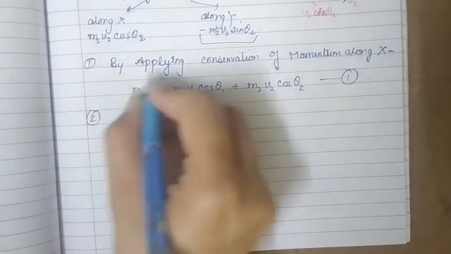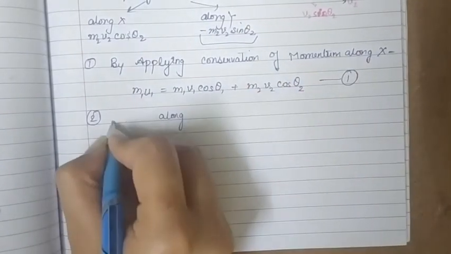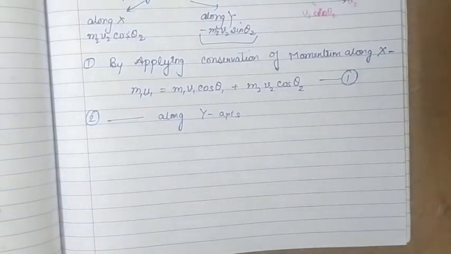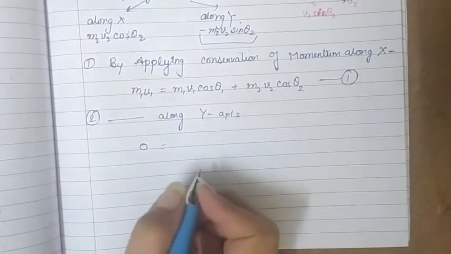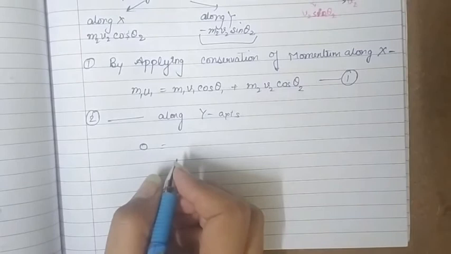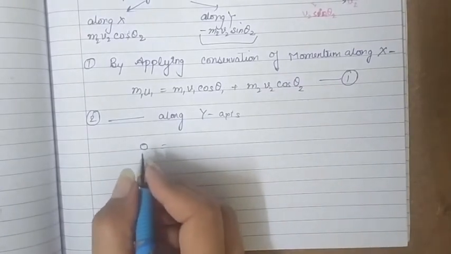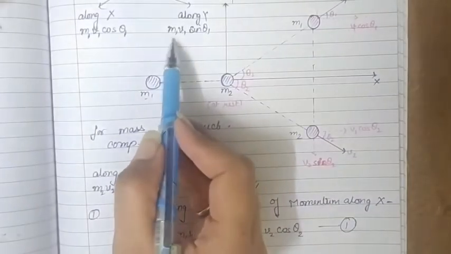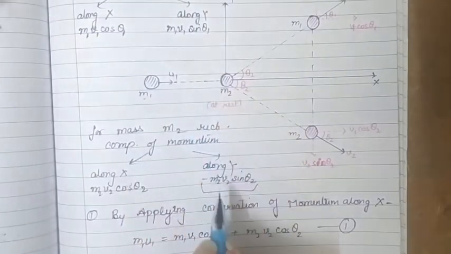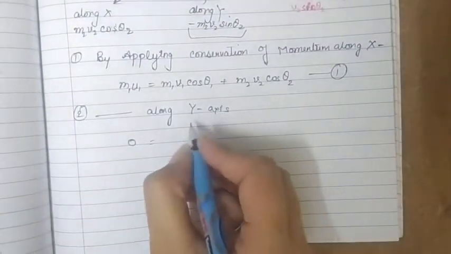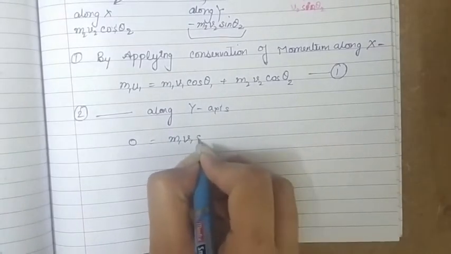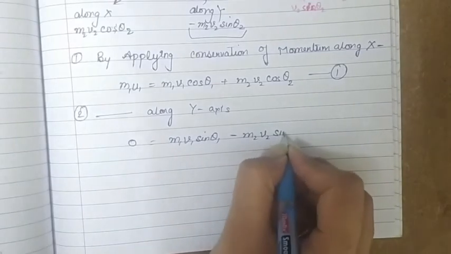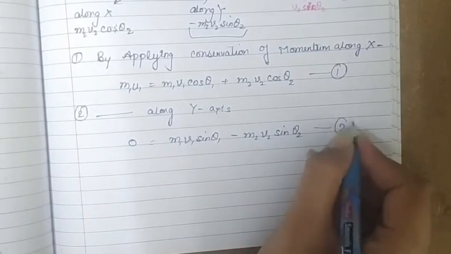Now, applying conservation of momentum along the y-axis. Before collision the momentum along the y-axis is 0, because the motion is along the x-axis and there is no motion along the y-axis. After collision it is the sum of the two components, which we add with their signs: 0 = m1 v1 sin theta 1 minus m2 v2 sin theta 2. This is equation number 2.